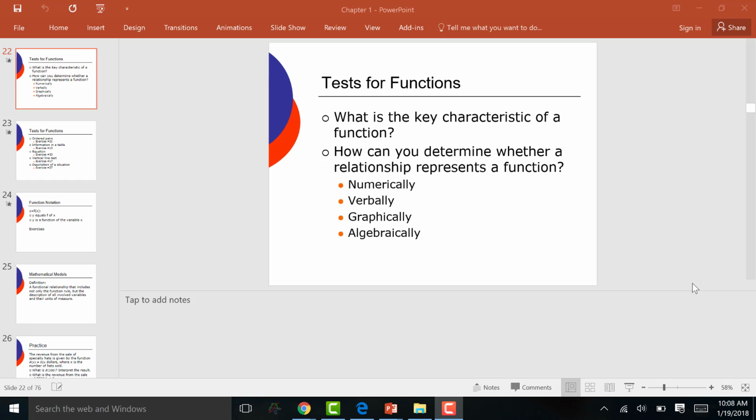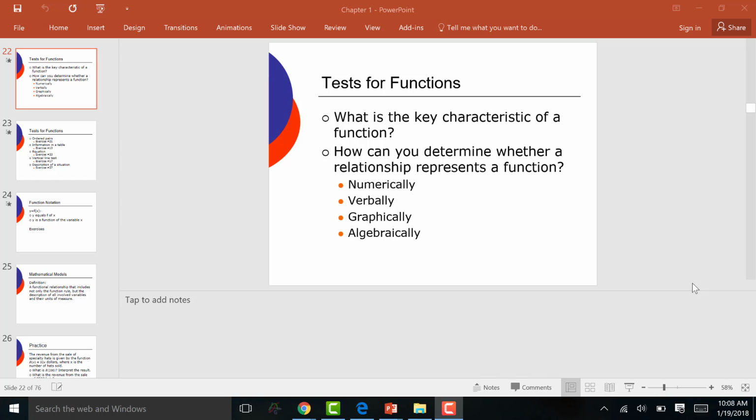To test for functionality for ordered pairs and XY tables, all the X values have to be different. Do they always have to be X's and Y's? No. So instead of saying X, what other words should I use, because it may not always be an X? Two other words: input and domain. Input and domain mean the same thing, right?